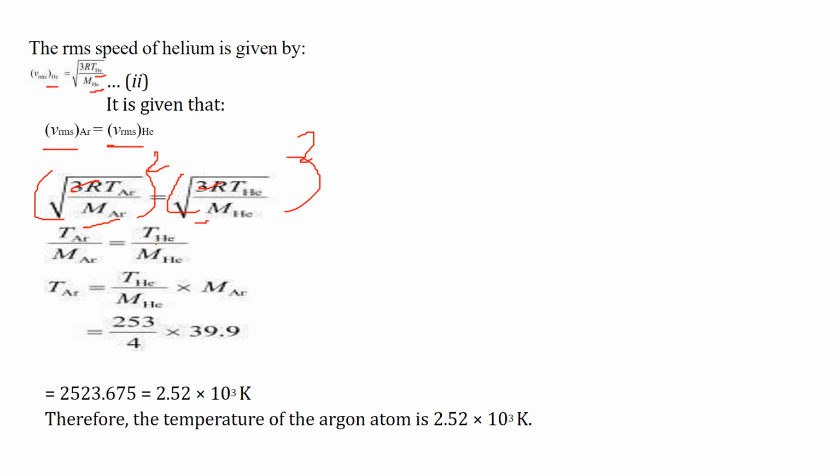So we have to find out the T of Ar. So take T Ar on one side, others on the right hand side. All these values are known to us. Multiply them, you get this value, and you can just convert it into Kelvin. So just 2.52 into 10 to the power 3. The temperature of the argon atom is 2.52 into 10 to the power 3 Kelvin.